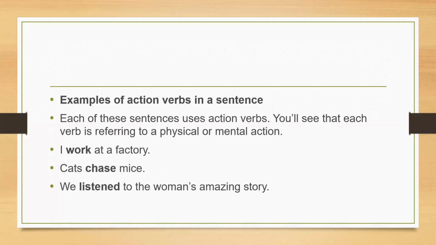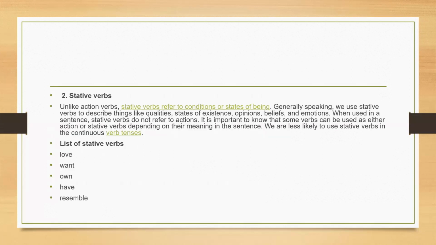Now, examples of action verbs in sentences. I work at a factory. Cats chase mice. We listen to the woman's amazing story. Here, all these verbs are referring to some kind of action. So these are action verbs.